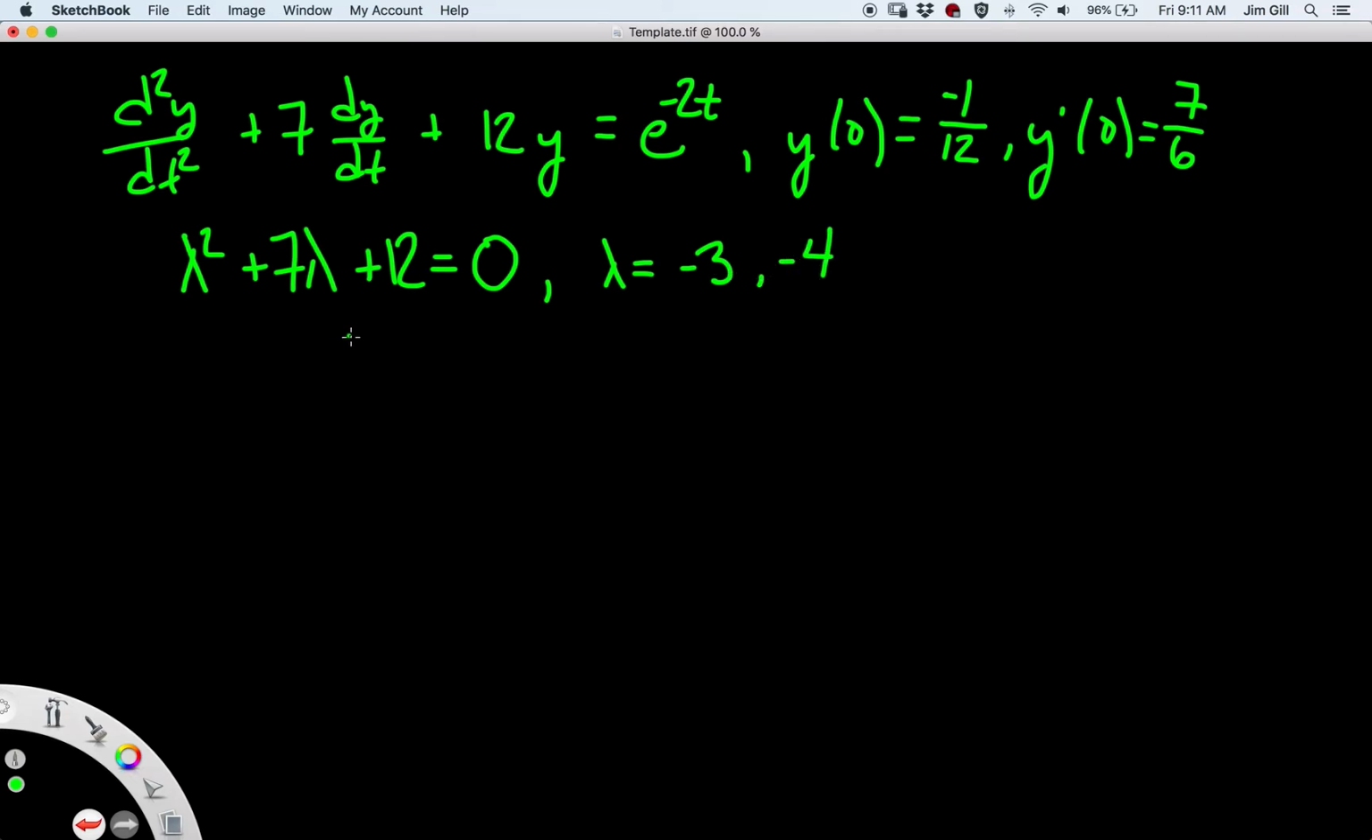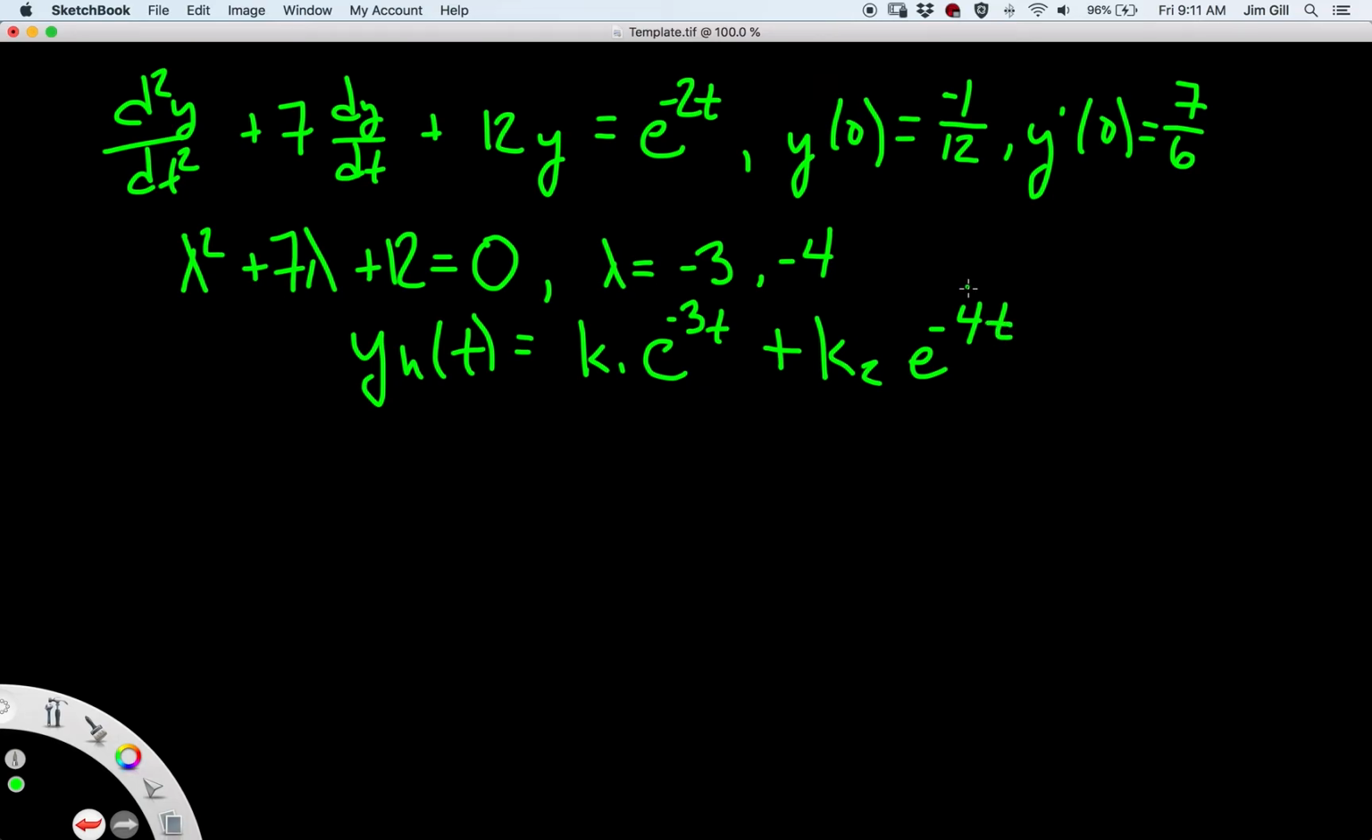So that immediately gives us the homogeneous solution, which is some constant k1 times e to the minus 3t plus another constant k2 times e to the minus 4t.